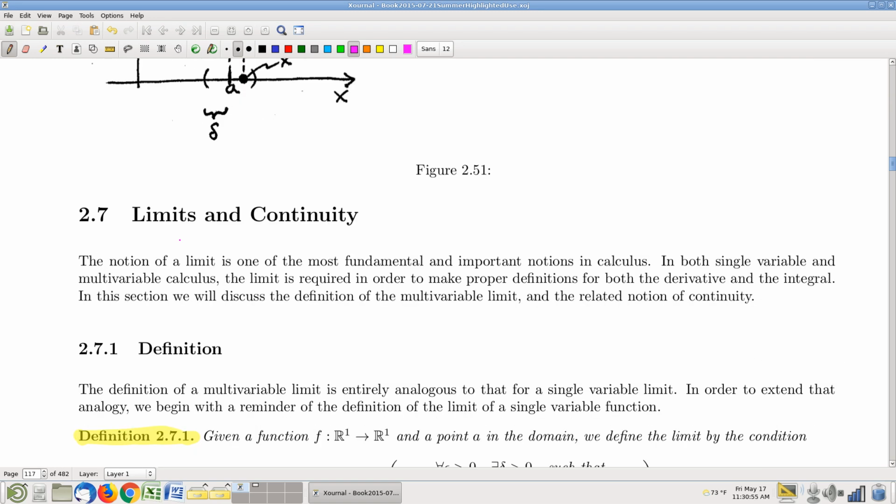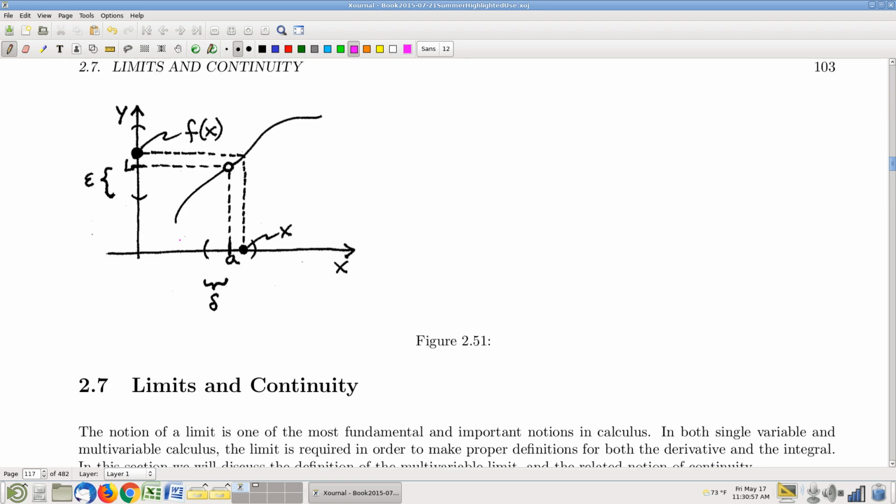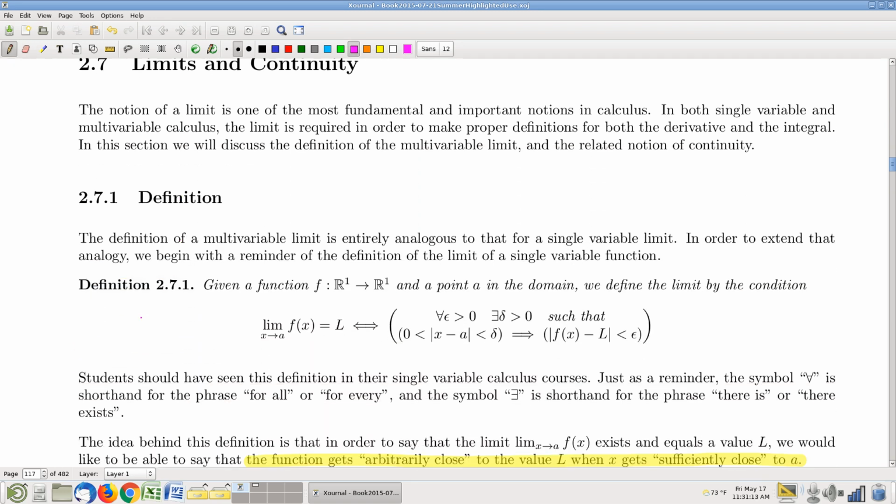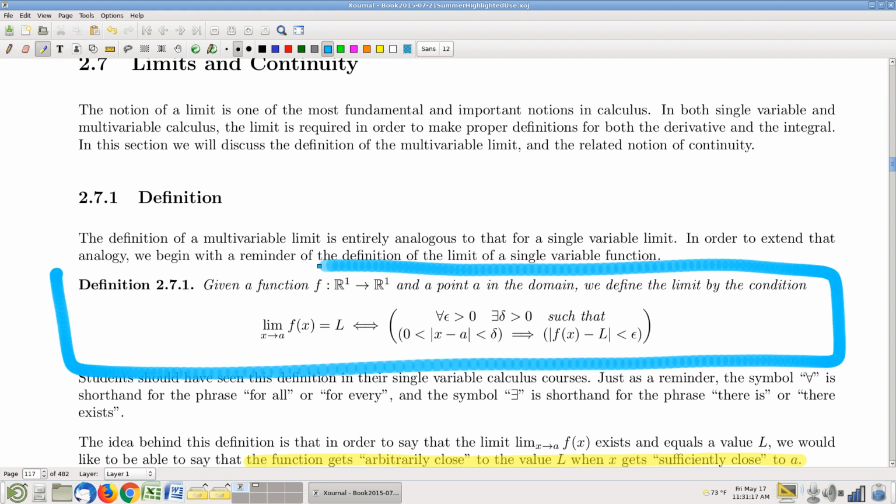Okay, so we move on now to limits and continuity. There's a lot to say about limits. We're not going to do all of it. I am going to kind of skip some of these things. I want to remind you about single variable limits. Some of you all have probably seen the epsilon delta definition of a limit before. Here it is. Just by the way, maybe a quick historical note.